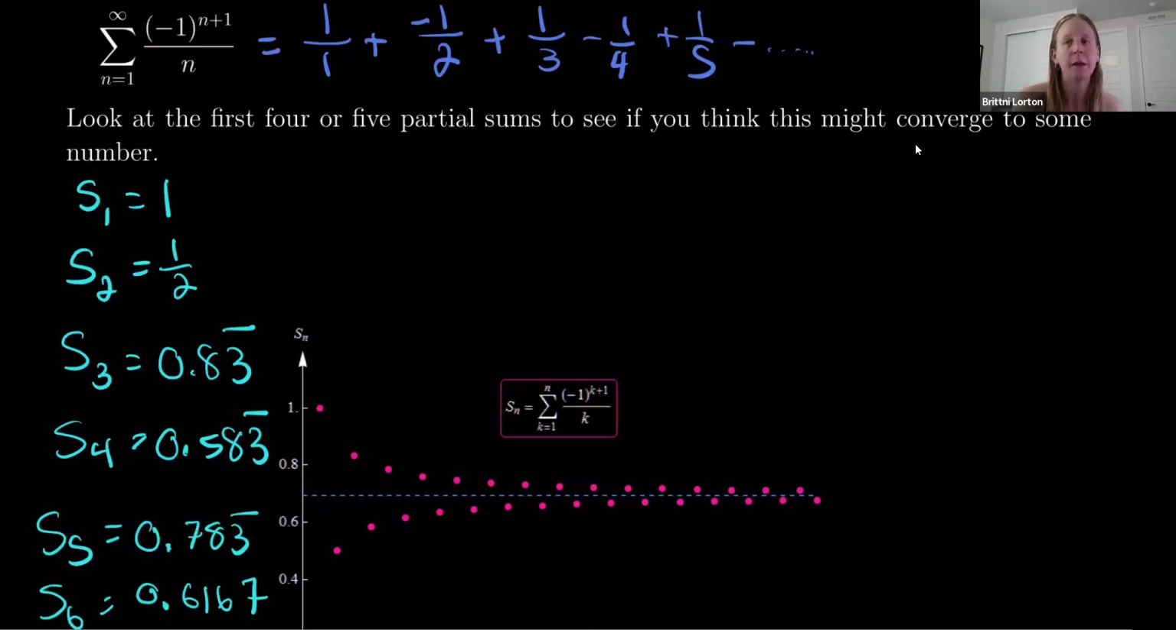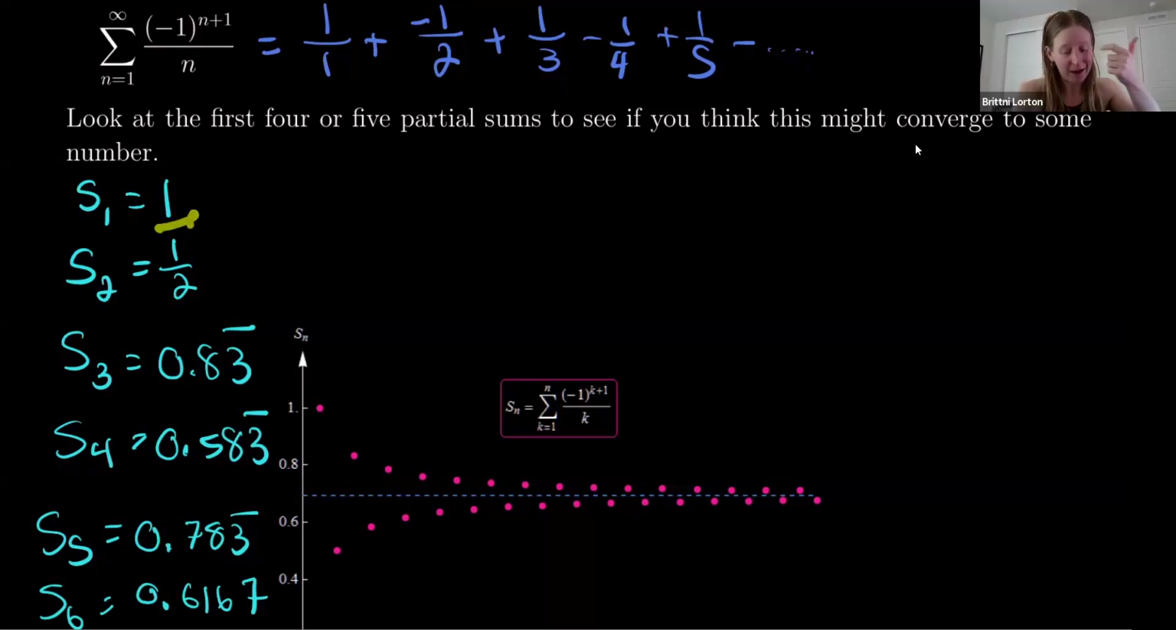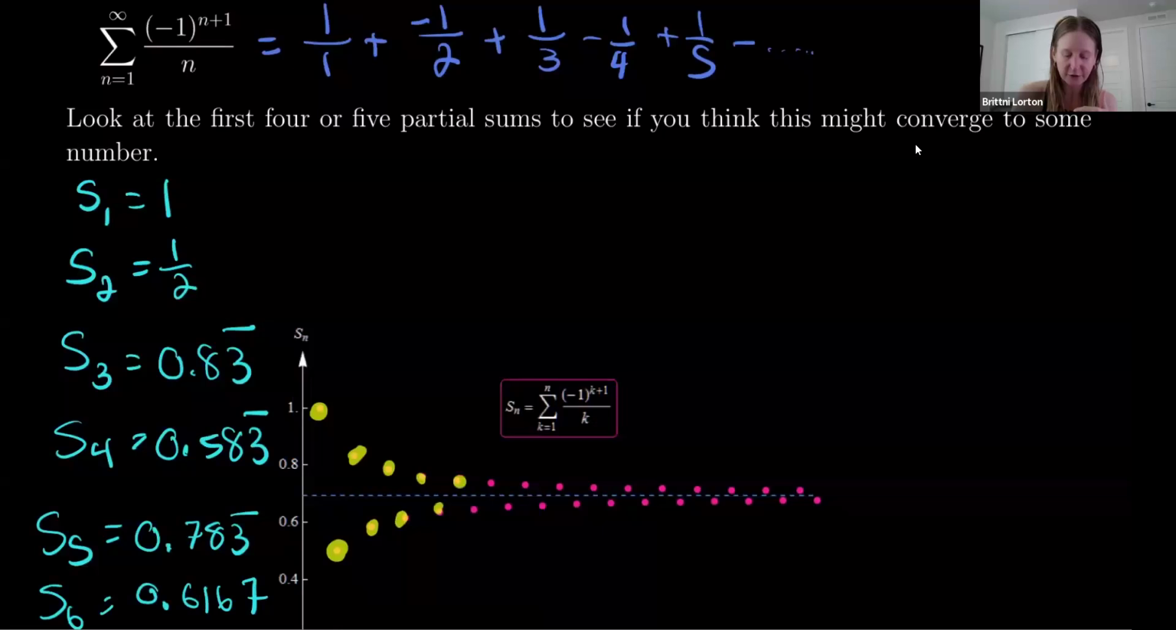So let's think about what's happening to that sequence of partial sums. I started off with 1, and then I got 1/2, and then 0.8, and then 0.5, and then 0.7, and then 0.6. So the sequence of partial sums itself was going up, down, up, down, up, down. Certainly it stayed positive in this case, and you can imagine me doing that for a long time.